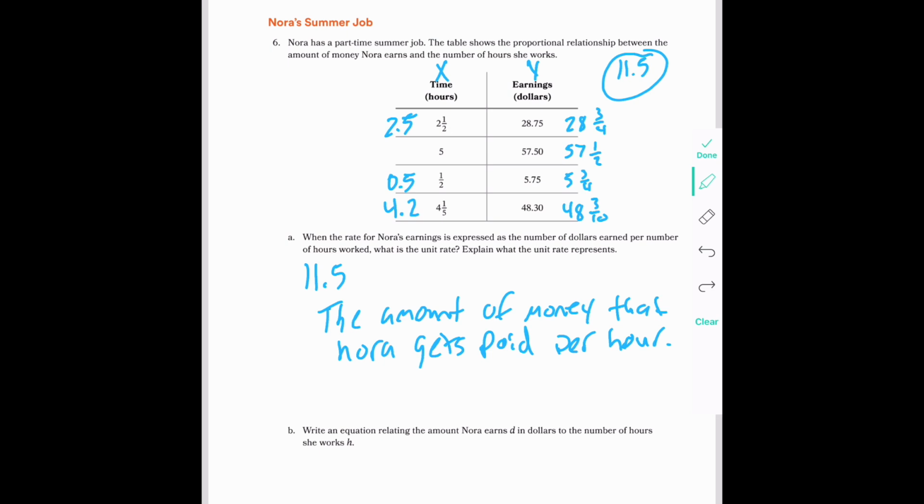Okay, $11.50. So now part B says, write an equation relating the amount Nora earns, D, in dollars to the number of hours she works. Okay, so I actually want y'all to try to figure that out, because we worked with that a little bit earlier in number 4 and 5. So pause the video and see if you can make an equation with your unit rate and your constant of proportionality relating her hours to her earnings.